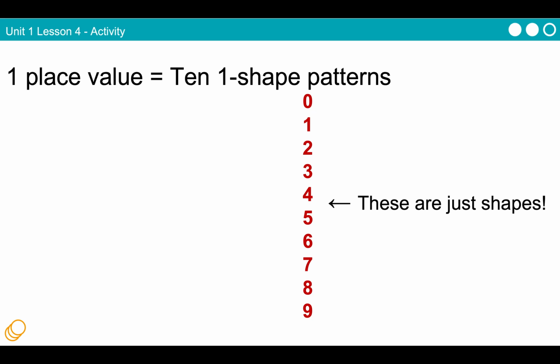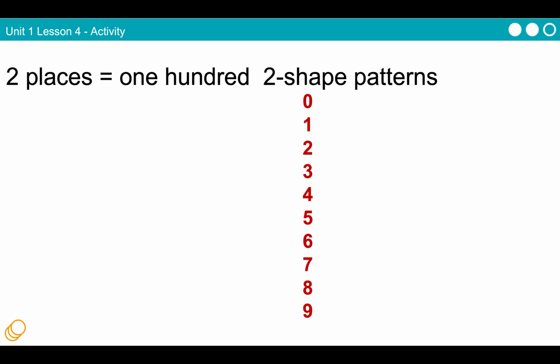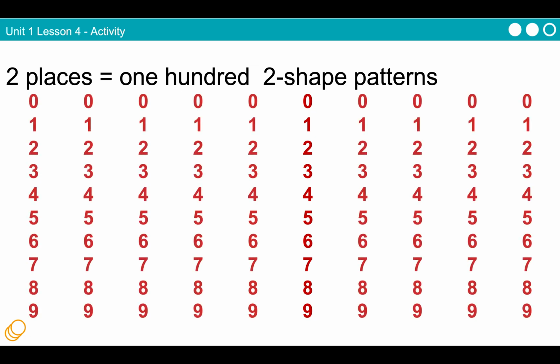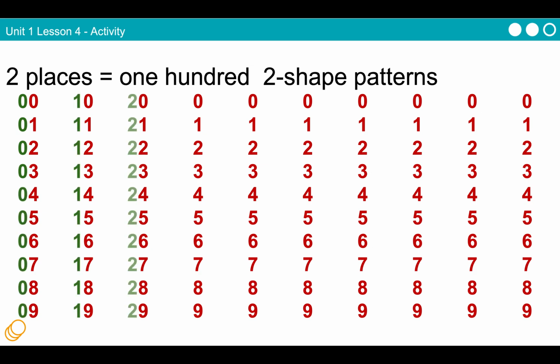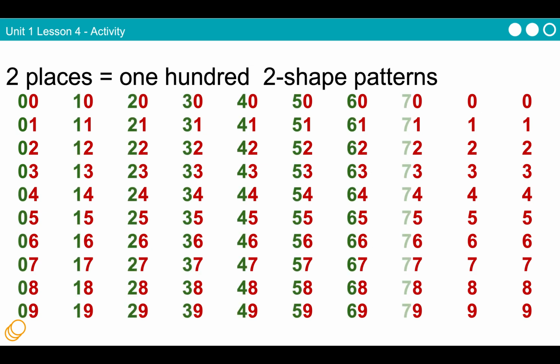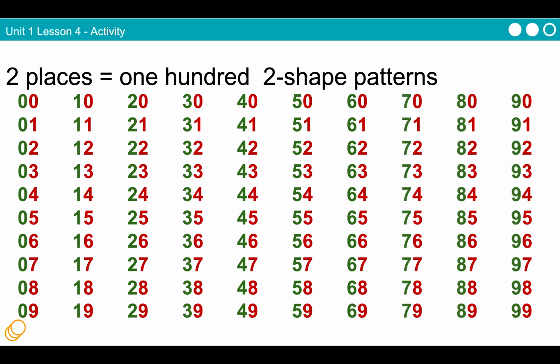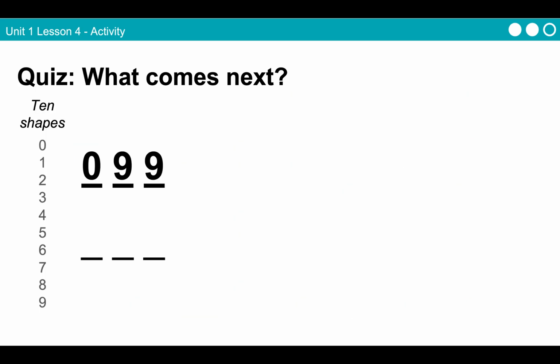So one place value is 10 one shape patterns. Two places is 100 two shape patterns. So we've got our two places. We're going to put 0 in front of 1. We'll put 1, 2, 3, 4, 5, 6, 7, 8, and 9. So that's 100 two shape patterns. So what comes next? 0, 9, 9.